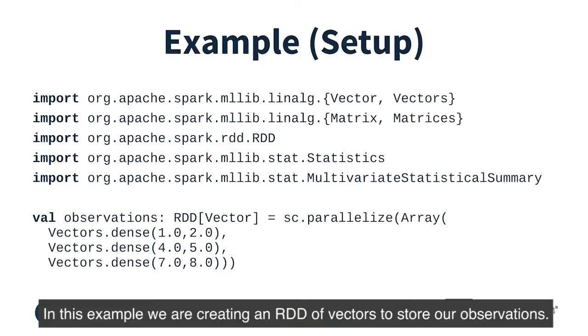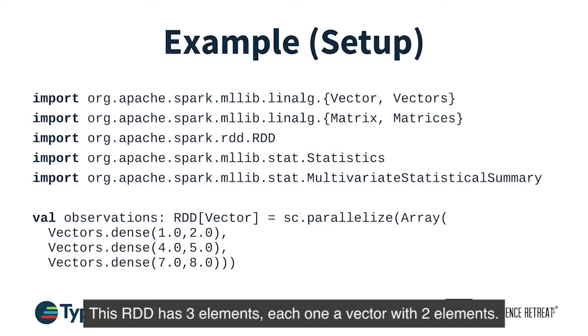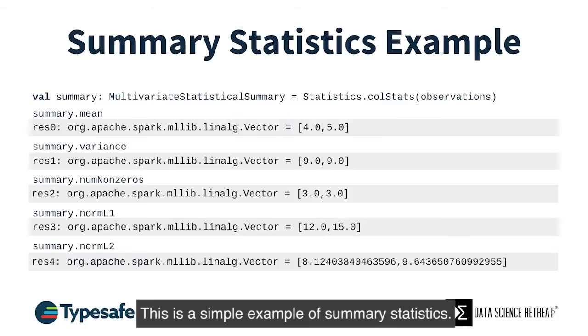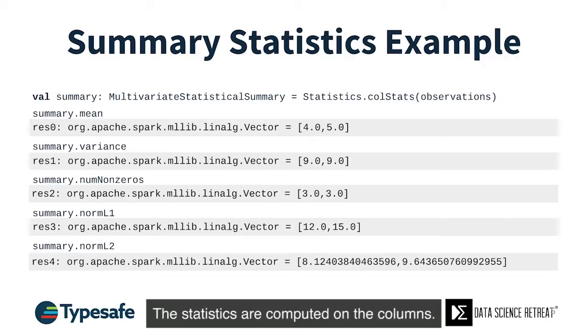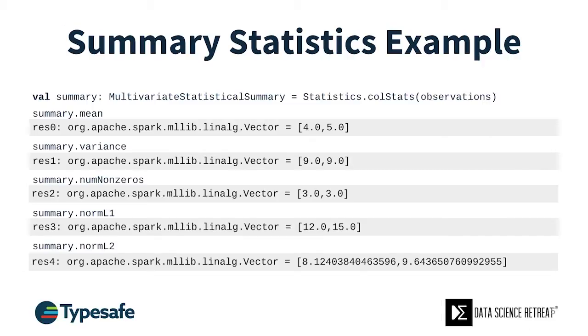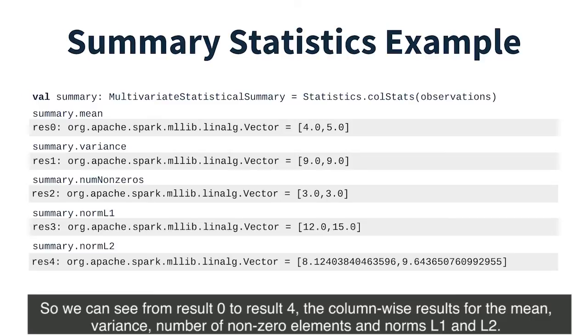In this example, we're creating an RDD of vectors to store our observations. This RDD has 3 elements, each one a vector with 2 elements. This is a simple example of summary statistics. Here I apply Statistics.colStats over the observations RDD and I get my desired summary of statistics. The statistics are computed on the columns. So we can see from result 0 to result 4 the column-wise results for the mean, variance, number of non-zero elements and norms L1 and L2.